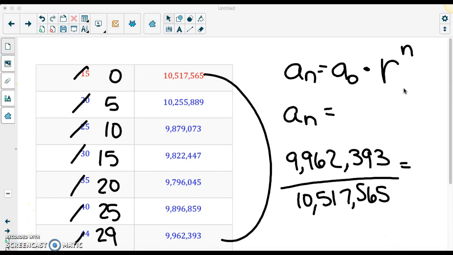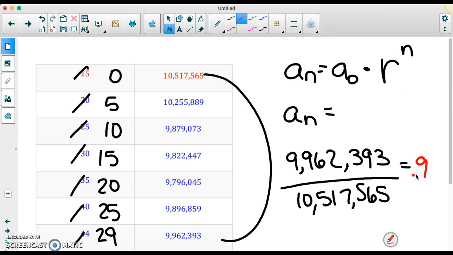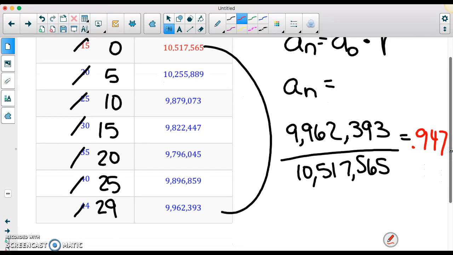So once you divide the last term by the first or the 0th term, I get a ratio of about 0.947. But now we have to root that. From 0 to 29, I'm going to take a 29th root, which is kind of weird, but this is why we have calculators. So I'm going to find the 29th root of 0.947, and I get a multiplier of 0.998.